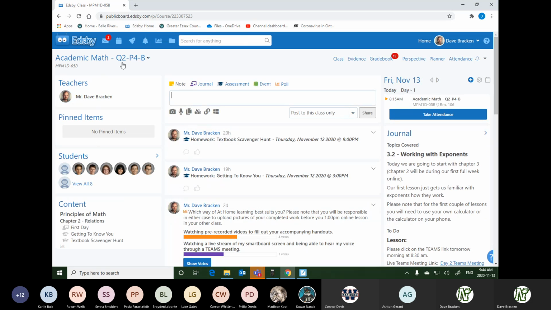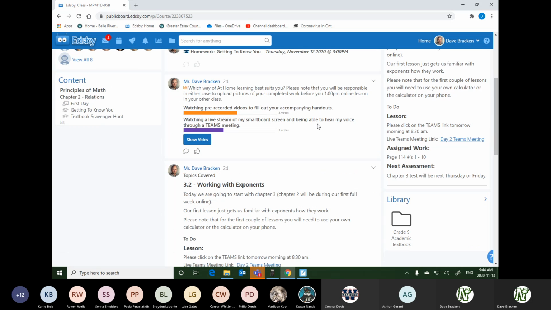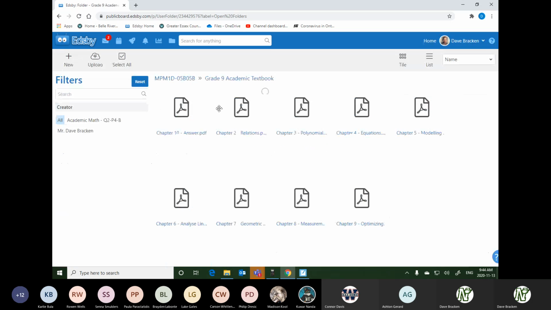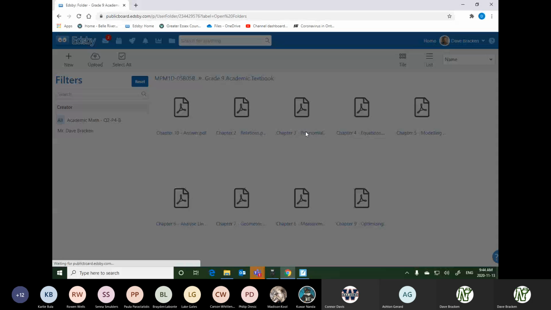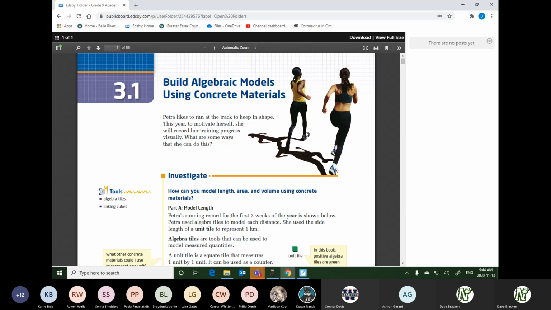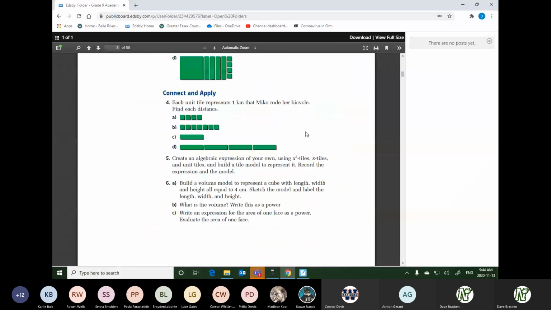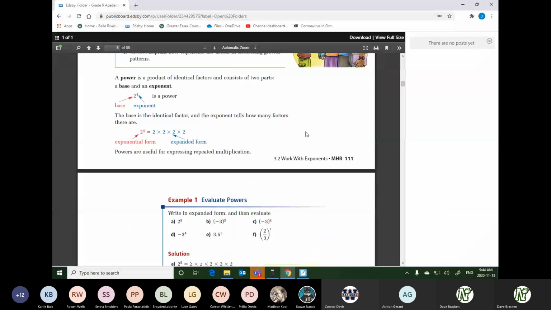If we go to your page, go down to library, you see right here, and you click on the folder, it will open up a new window with all of our textbook chapters. But we want chapter 3, which is polynomials. On your device, your laptop, your computer, your phone even, you are going to scroll down to page 114. Work with exponents. Here it is.